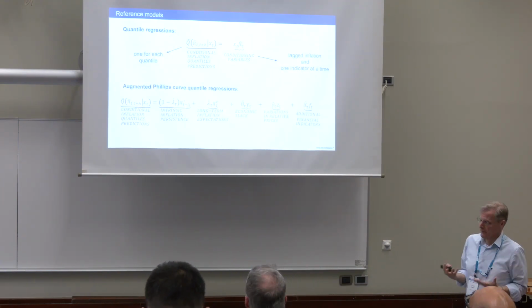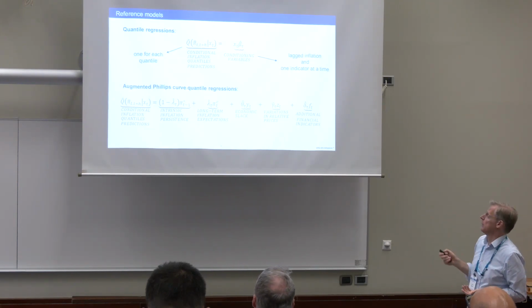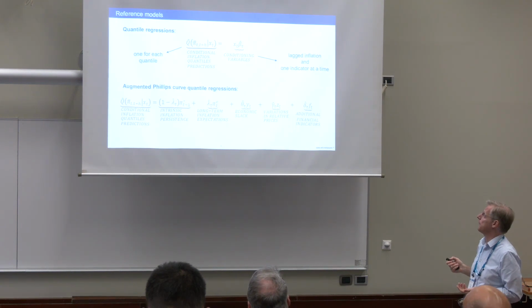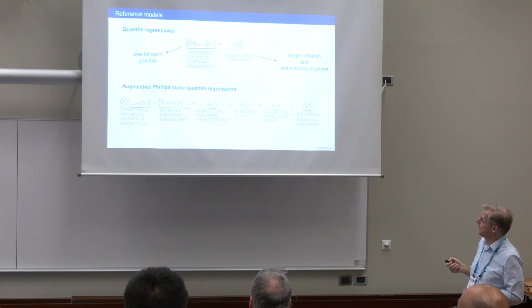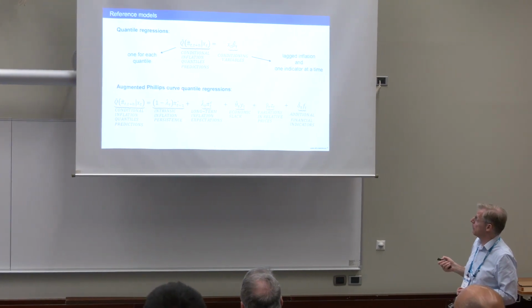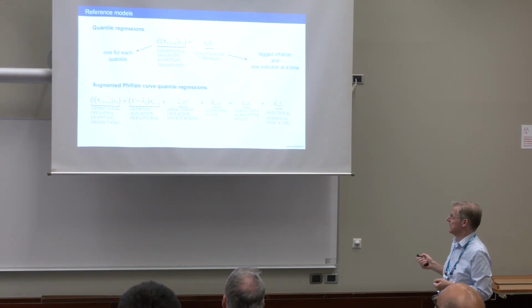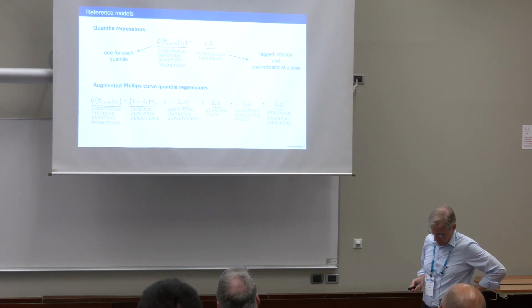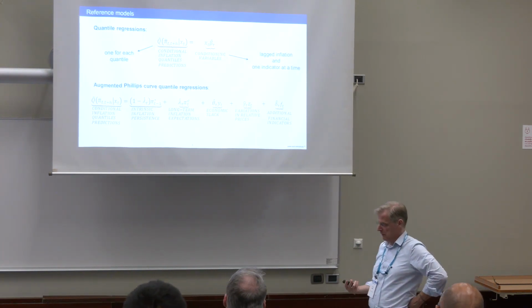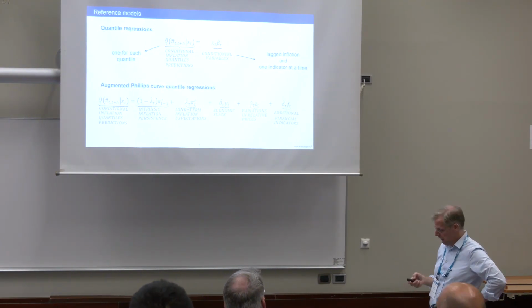So the two main reference models we consider are the quantile regressions, which essentially is the one which Adrian and co-authors consider in their paper, plus the Phillips curve model within a quantile regression form, augmented with financial indicators, which Lopez Salido and Loria considered and showed provided some usefulness for the prediction of specifically low tail risk to inflation.